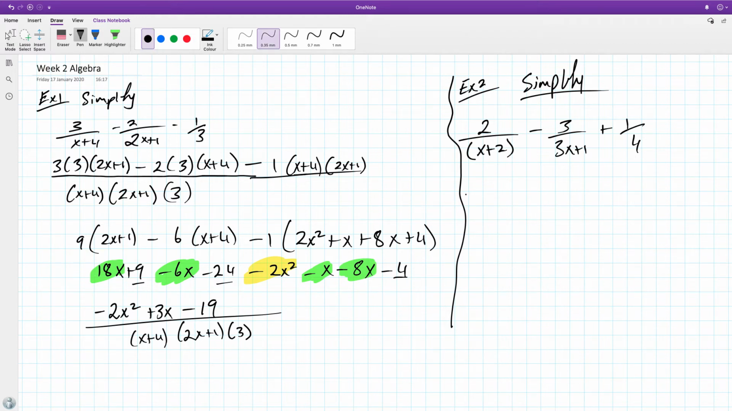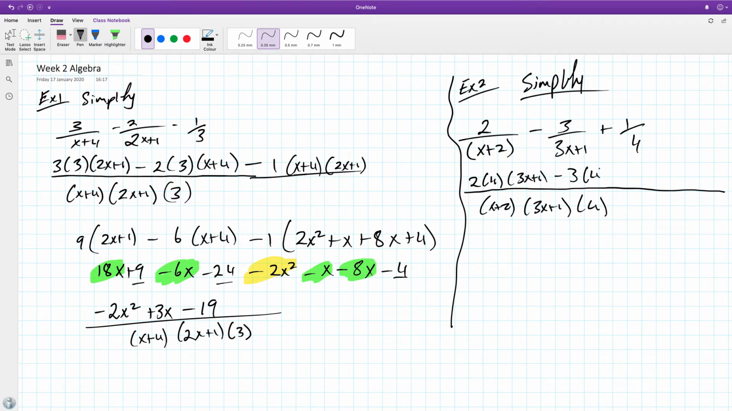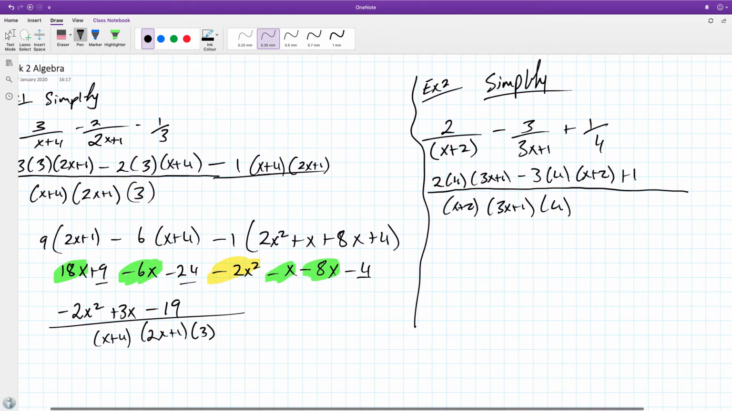Right, let's have a little look at it. So we're all fairly on the same line, which is great to see. Right, x plus 2, 3x plus 1, and 4. That's 2 times 4 times 3x plus 1, minus 3 times 4 times x plus 2, plus 1 times x plus 2 times 3x plus 1.